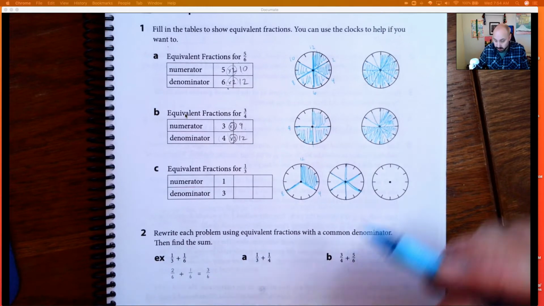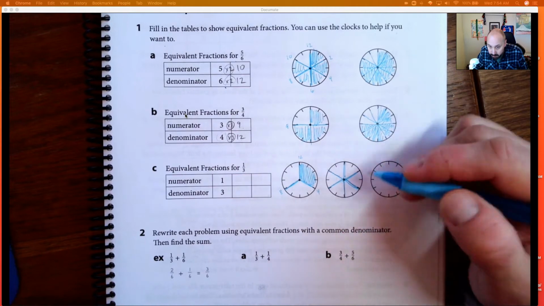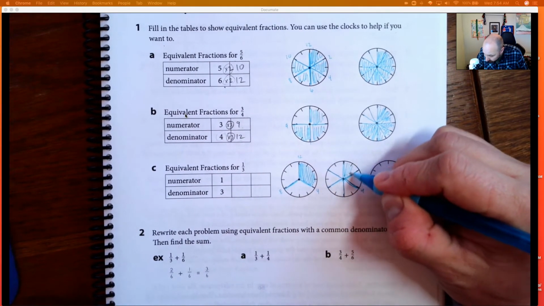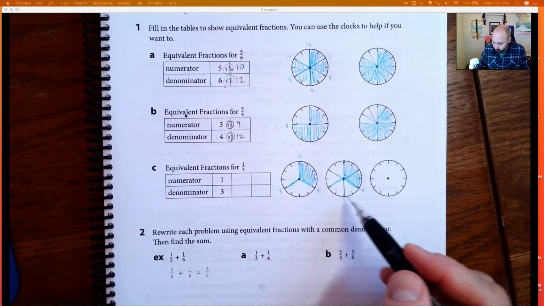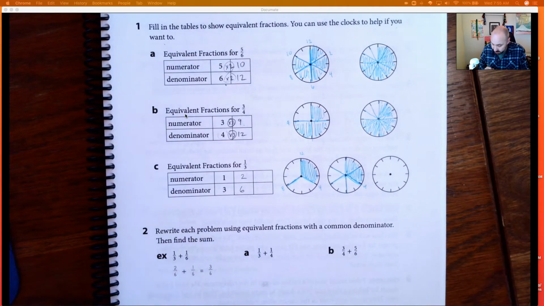Okay, so if I shade in all the way to the 4, remember we're going to the 4, so it's going to be right here. So we're going to shade in 2 of these sections. So when I cut it into sixths, 1/3 is equivalent to 2 sixths.